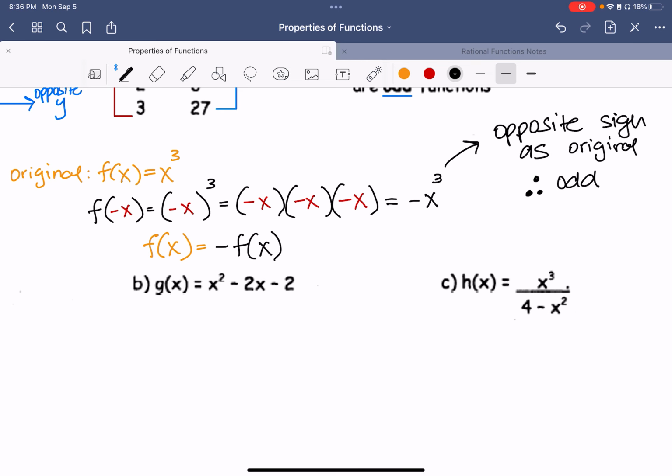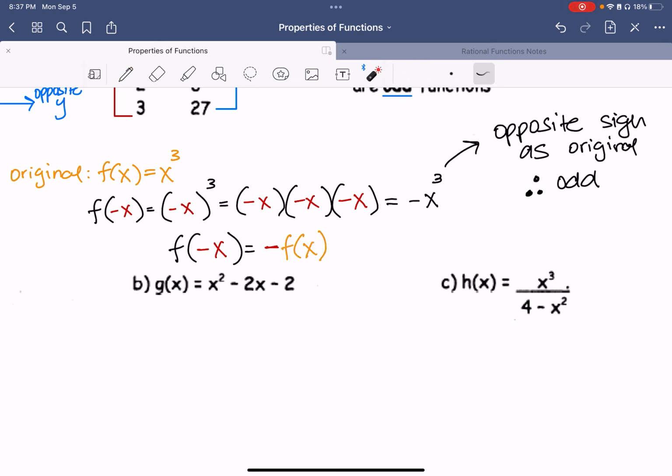Oh, sorry, I messed up. Oh, big eraser, not that one. So f of negative x. Let me just rewrite the whole thing. Okay, so f of negative x was the same thing as a negative in front of the original f of x.